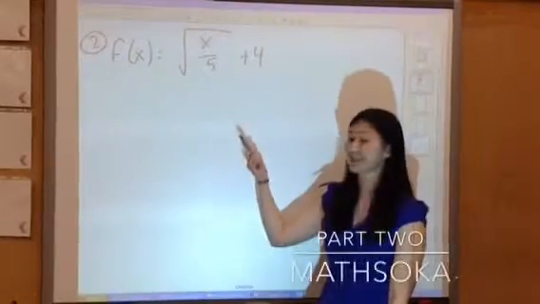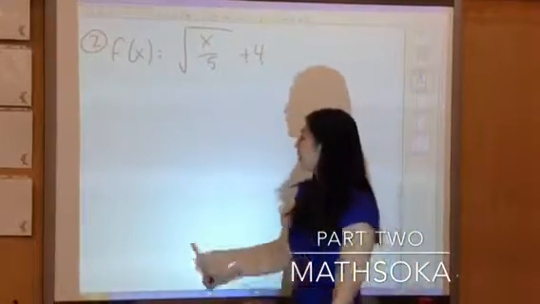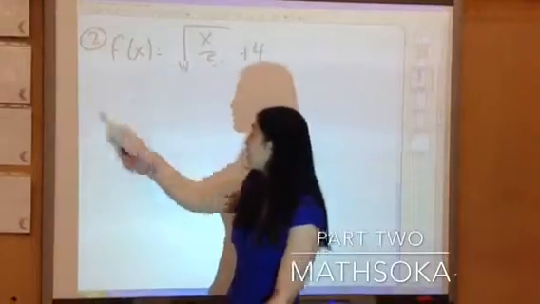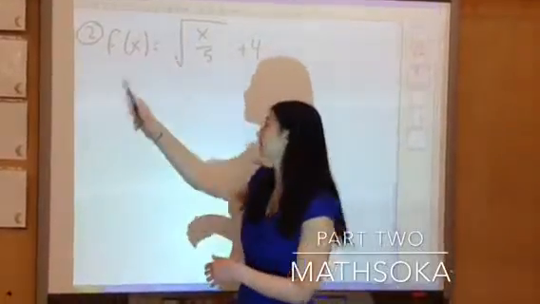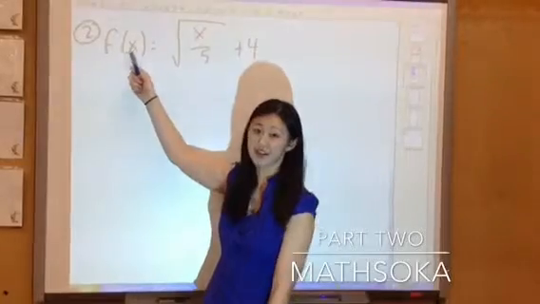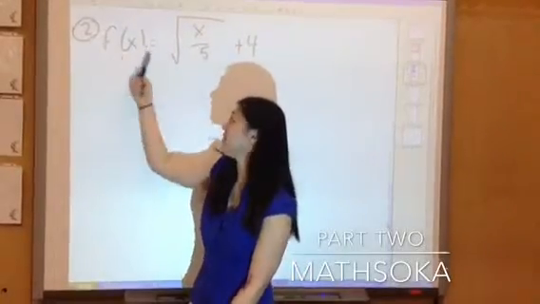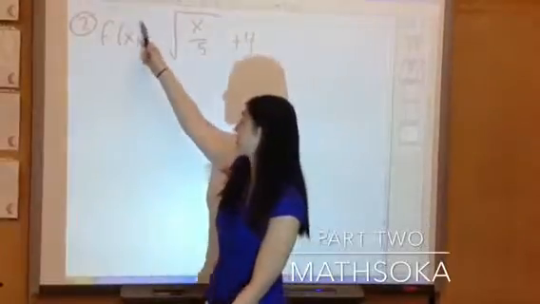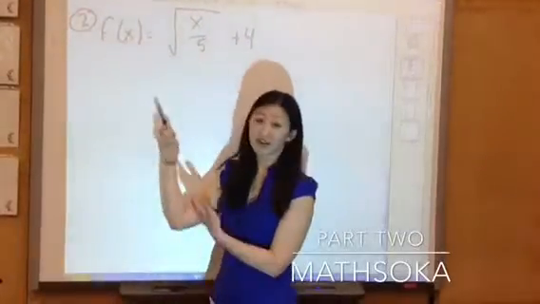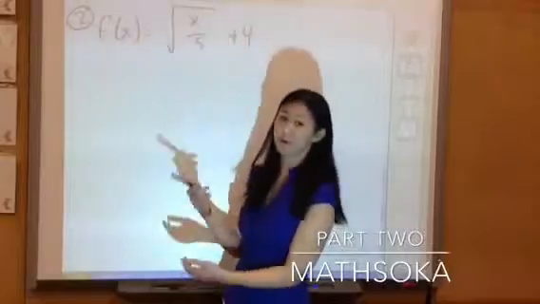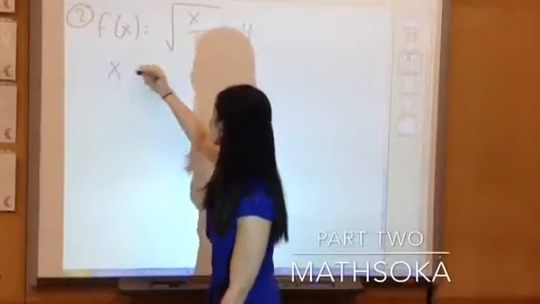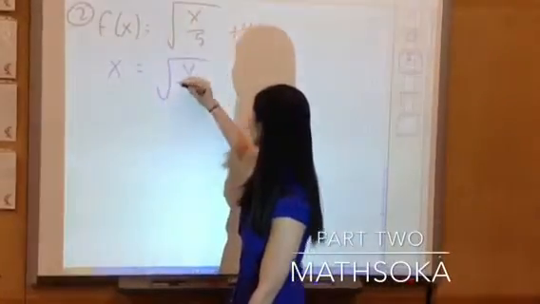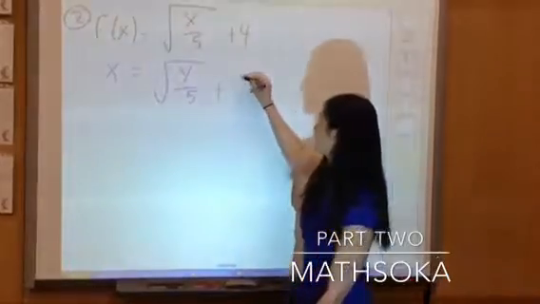Example of finding inverses algebraically. Once again, we're using f of x. And remember, f of x just means it's a function that has x in it. So this f of x is the same thing as having y in there. So we're basically just switching this y for an x and switching this x for a y first. Everything else stays exactly the same.